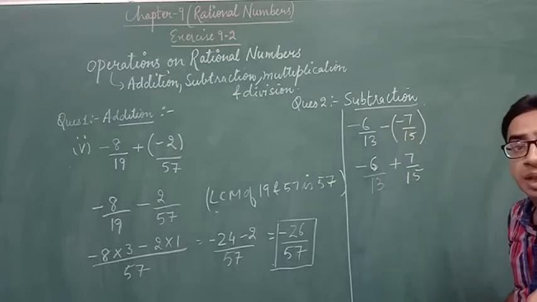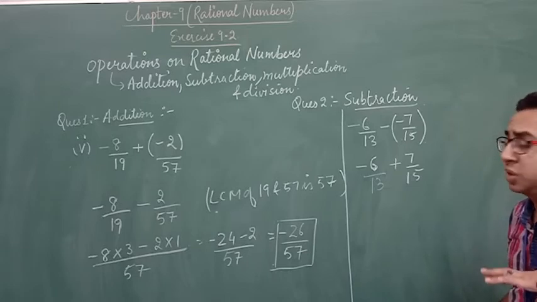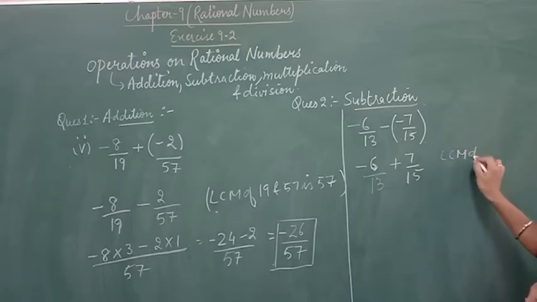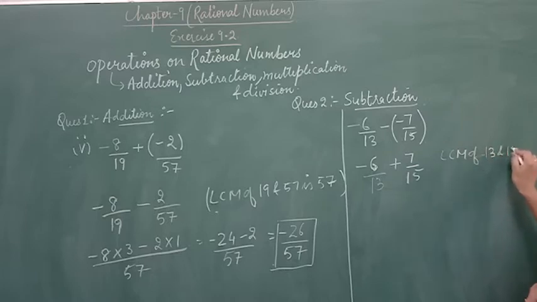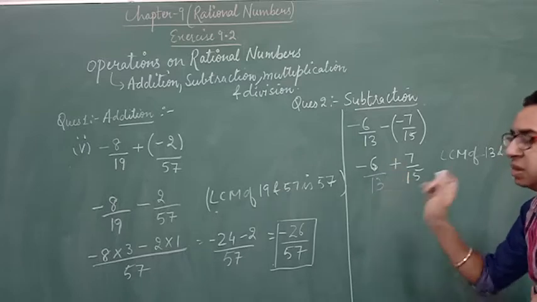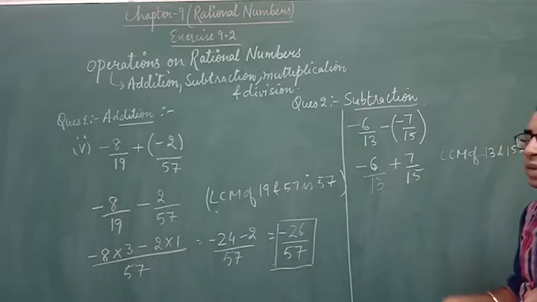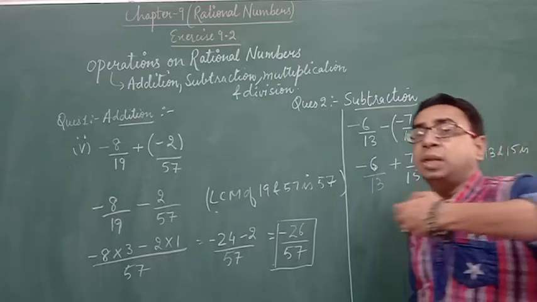Are we clear? Any doubt anyone is having in this question? Okay. Next thing, you'll take the LCM of 13 and 15. Yeah, solve it and get the answer. I'm not doing it because you can try. Almost the question is the same. Clear with this? Now let's see the multiplication.